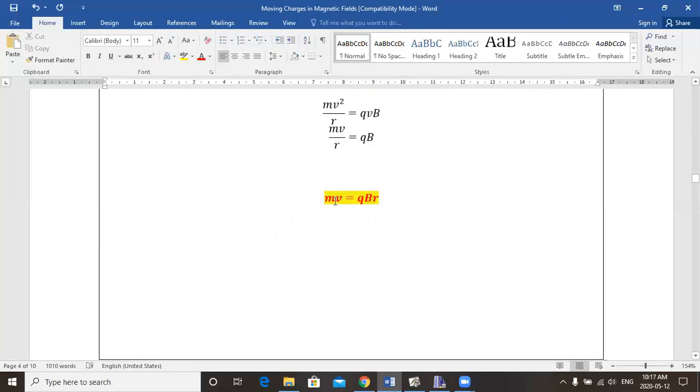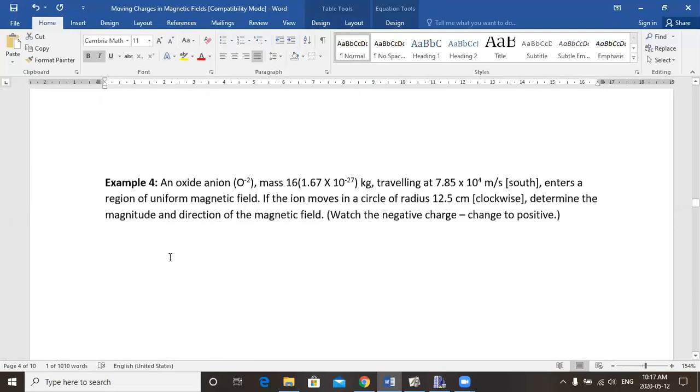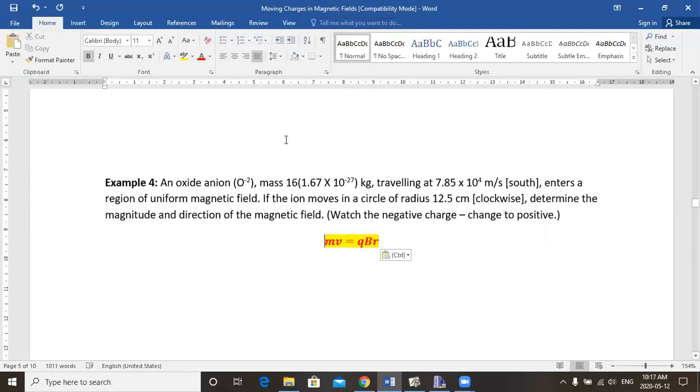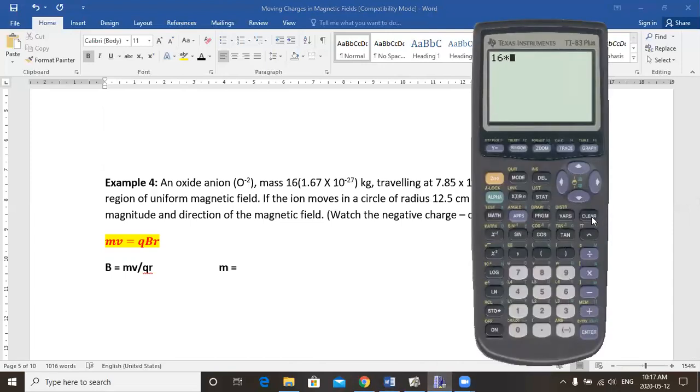So we're solving, we'll bring this down here, copy that. So that's our relationship. So we're solving for B. B in this case is going to equal mv divided by qr. So we have to find our m, and we need our q, and then we have our v, and we have our r. Okay, so m is going to equal that number, so we better get that value. So it's 16 times 1.67 times 10 to the power of negative 27, which gives us 2.67 times 10 to the negative 26.